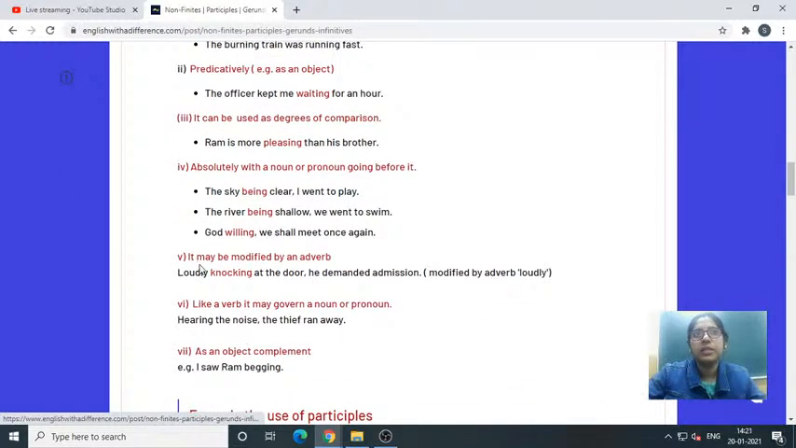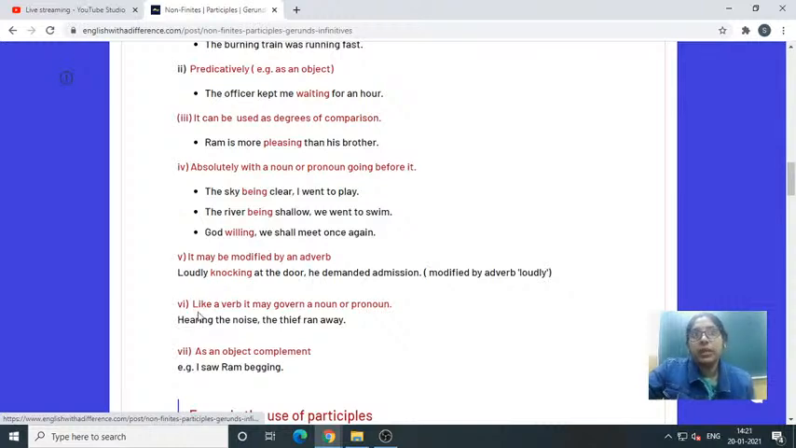And now another one is, it may be modified by an adverb. So another use, you can see: loudly knocking at the door, he demanded admission. Modified by the adverb "loudly." Loudly knocking at the door, he demanded admission. So here "knocking" may be modified by an adverb. It modified "loudly." How? Loudly knocking at the door, he demanded admission.